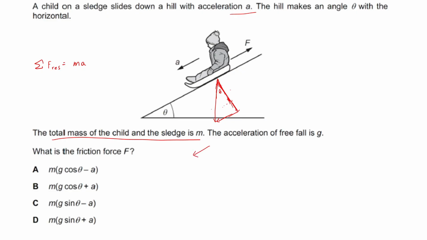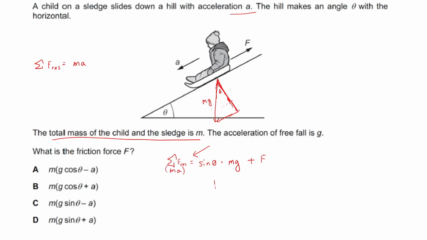The gravity component will be going down the hill. It's going to be sine theta times our mg, since this is mass times gravity based on the child's weight. And then our gravity component plus our friction force is going to be equal to our resultant force, which is ma.